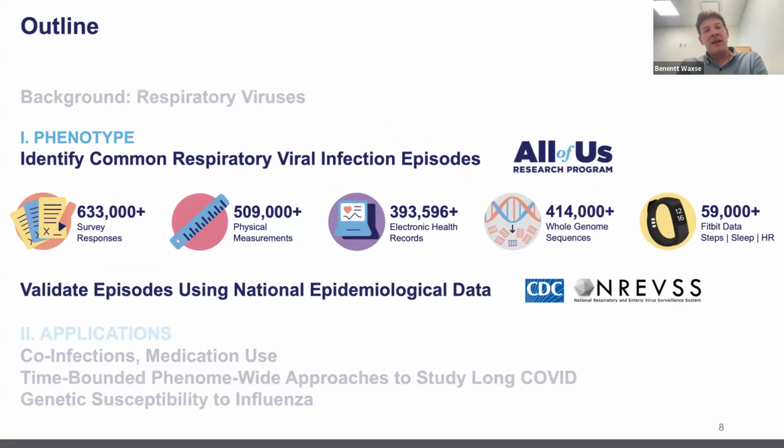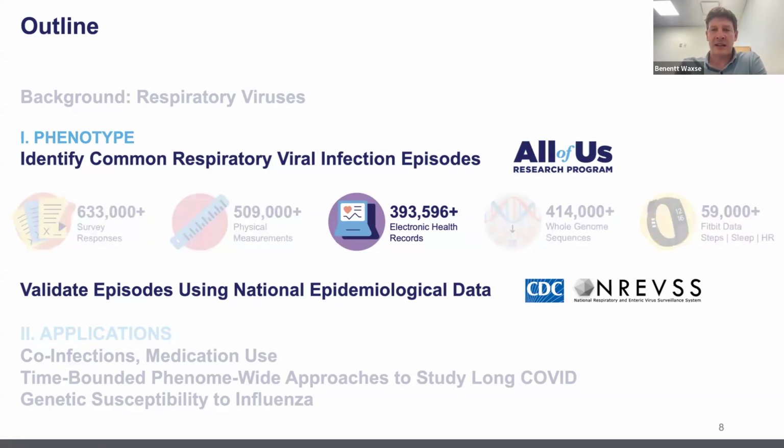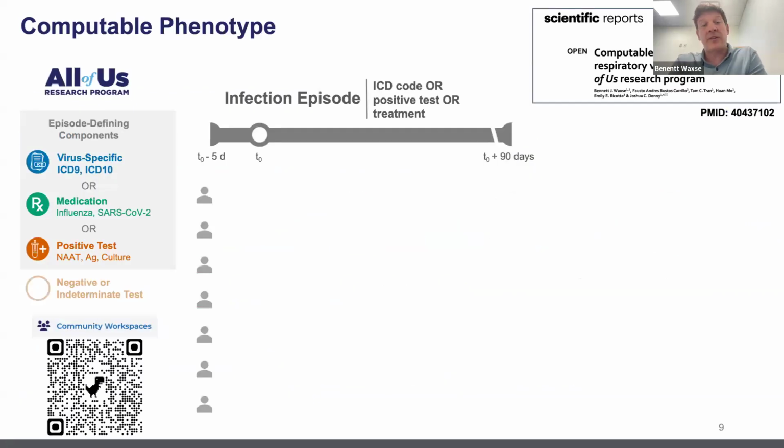For the phenotype, as you know, all of us has a lot of great data available: survey responses, physical measurements, electronic health records, whole genome sequences, and wearable data I have here. The phenotype is, of course, rooted in electronic health record data, and we'll use it to intersect with some other types of data later. But now we'll get into the phenotype. So the paper was out in May of this year. The PMID is up in the top right. The notebooks that define the phenotype are in a community workspace, which has a QR code at the bottom.